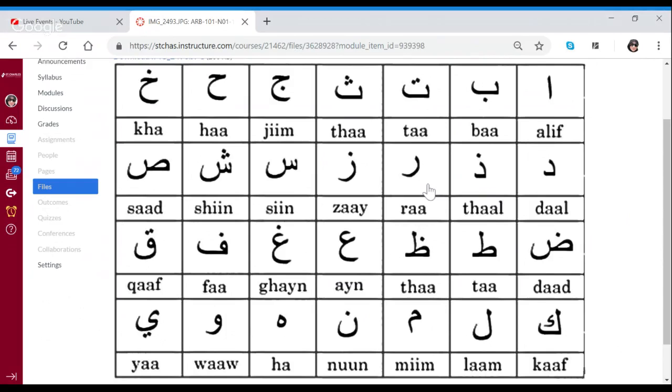Ra, Ra. Zay, Zay. Sin, Sin. Sheen, Sheen. Sod, Sod. Dod, Dod. Ta, Ta. Va, Va. Ein, Ein. Rein, Rein. Fa, Fa. Qaf, Qaf. Kaf, Kaf. Lam, Lam. Mim, Mim. Noon, Noon. Ha, Ha. Wow, Wow.